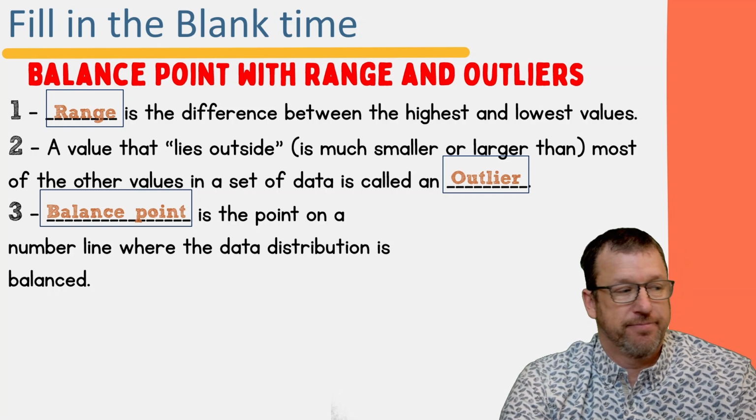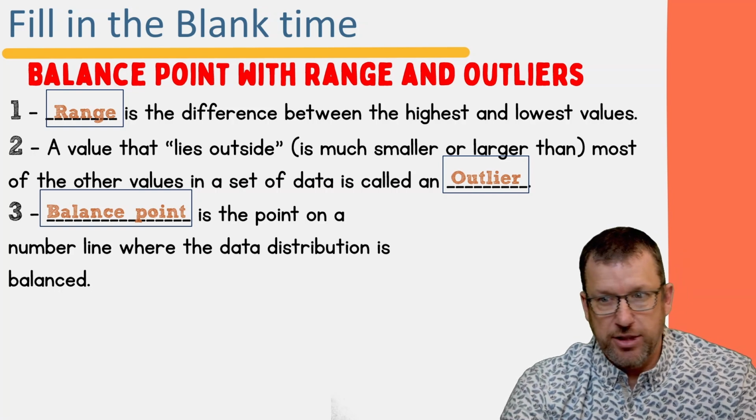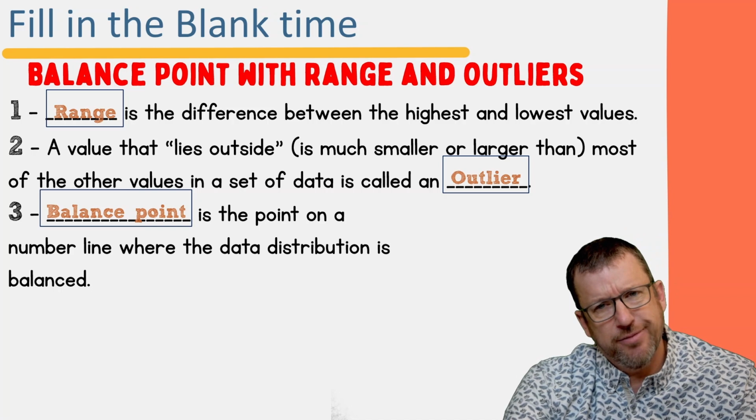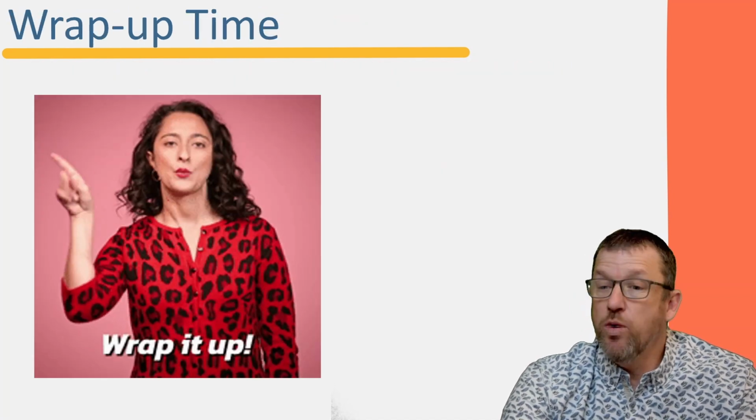And finally, blank is the point on the number line where the data is balanced. That's the balance point. We did that when those x's were moving back and forth. And what's another word for balance point? Well, it's just the mean. All right, I will wrap it up.